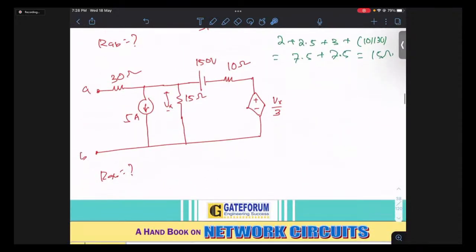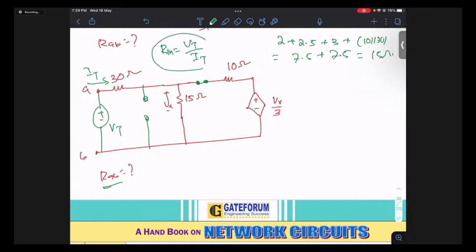So what I'll be doing in this case, the independent sources which are present should be replaced by the corresponding short circuit for a voltage source, and open circuit for a current source. So this was the current source, I'm replacing it by an open circuit. This was the voltage source, I'm replacing it by a short circuit. Okay. Now, the dependent source should not be disturbed. And then, because I need this RAB, I'll be connecting a test voltage source whose value is Vt and the current is It. And in this case, the value of Rth will be the ratio of Vt to It.